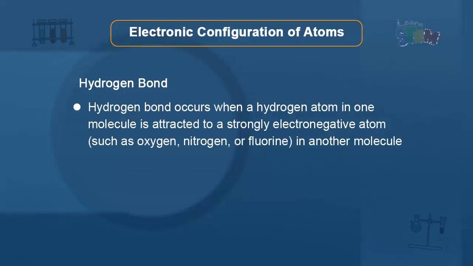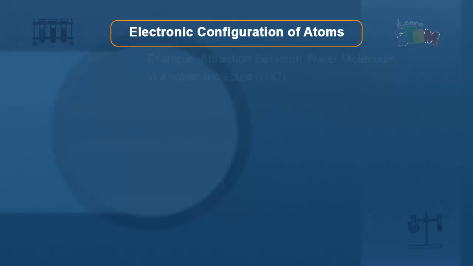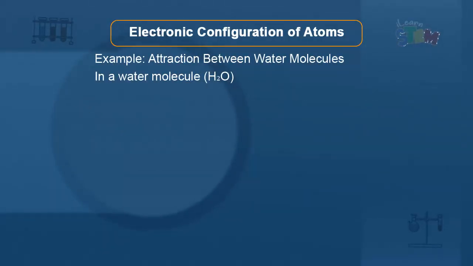A hydrogen bond is a weak force of attraction that occurs when a hydrogen atom in one molecule is attracted to a strongly electronegative atom, such as oxygen, nitrogen, or fluorine, in another molecule. Let us use water as an example.